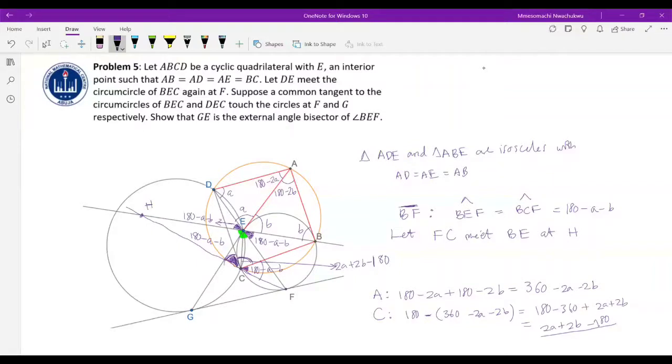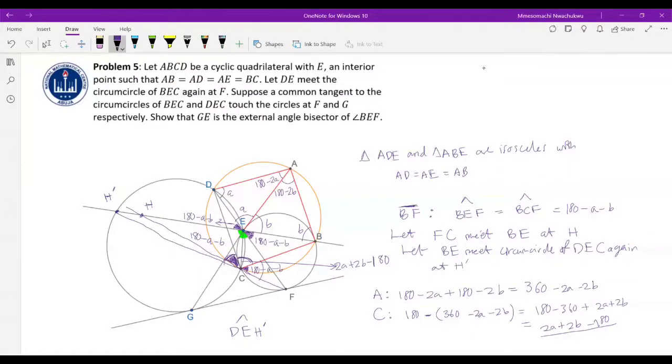Let's say this point here is H prime. Now, very important, let BE meet the circumcircle of DEC again at H prime.